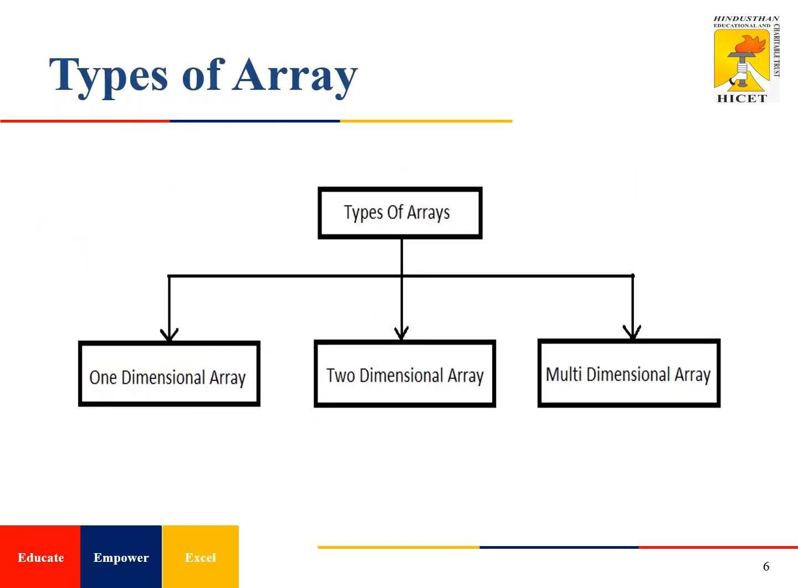Next is types of array. Basically, arrays are classified into three: one dimensional array, two dimensional array, and multi-dimensional array. Here we are going to concern two types, that is one dimensional array and multi-dimensional array. Two dimensional array is also known as multi-dimensional array. If it has one or more dimensions beyond one, it is called multi-dimensional array, right? So here we are going to consider one dimensional array and multi-dimensional array. Basically it is of three types: one dimensional, two dimensional, multi-dimensional. Above two, it is multi-dimensional.